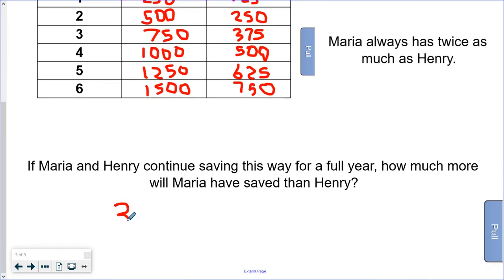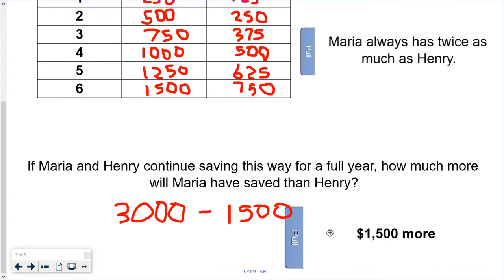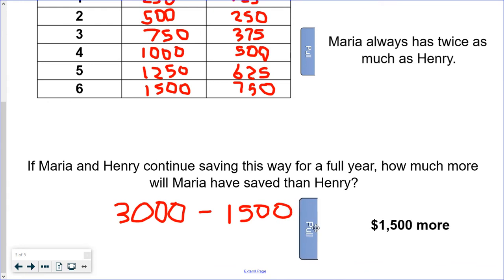So I would say that Maria is going to have $3,000 in her account. And now it says Maria is always going to have twice as much as Henry. Well, that means I just have to cut this in half. If I take 3,000 and cut that in half, that's 1,500. Then it says how much more will Maria have than Henry? Well, now I can simply subtract these two numbers. If I do that, I'm going to find out that my answer is $1,500 more. All right, so they might add on an additional question like this on here.